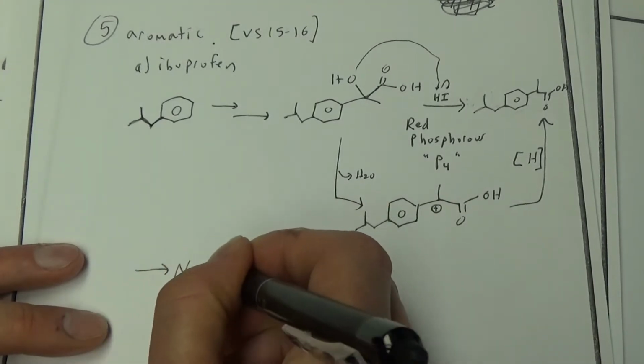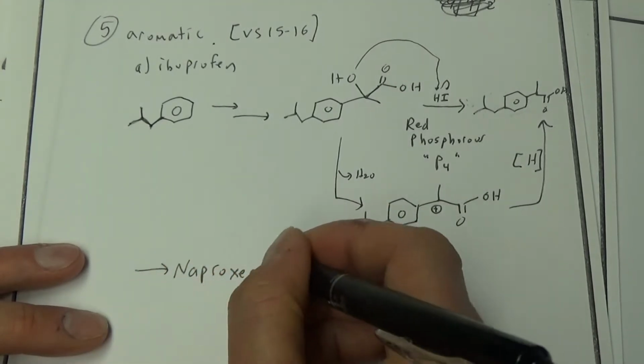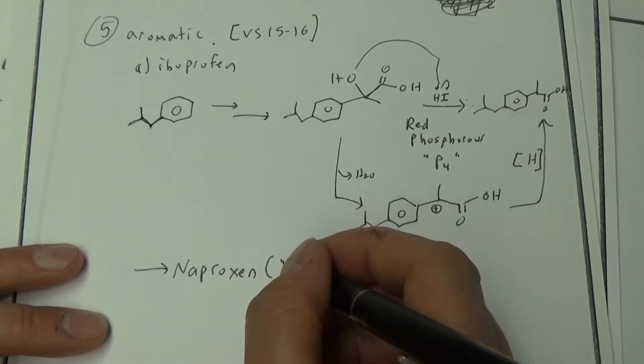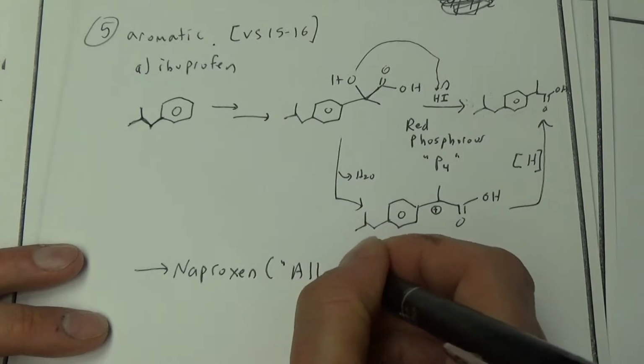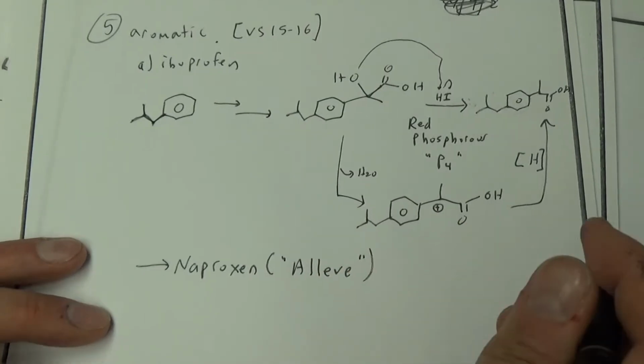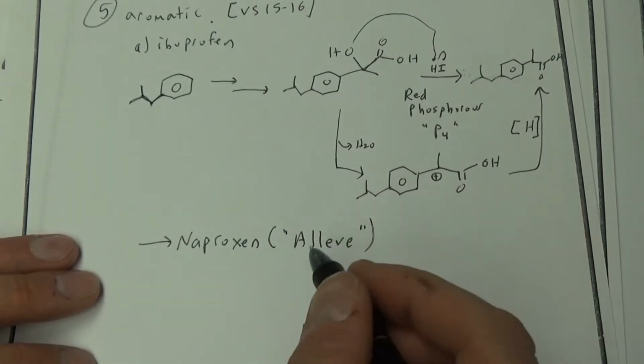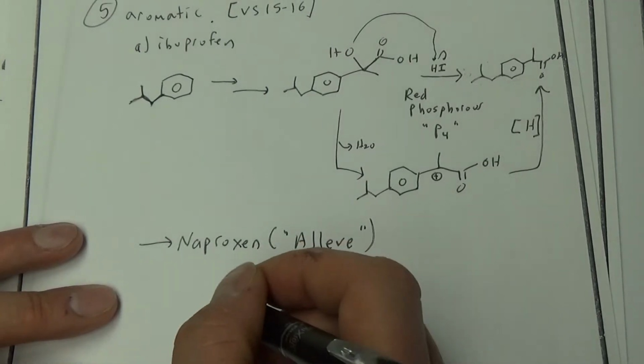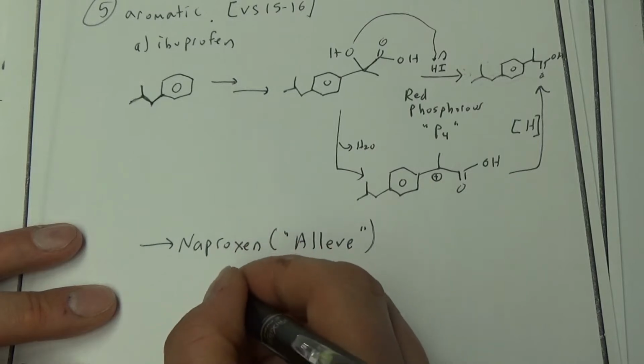Okay. Other thing I wanted to mention, while we're talking about NSAID drugs like ibuprofen, is that naproxen, which is called Aleve, is actually made in an almost identical manner. I'm not going to draw that out. I'm just going to show the structures.